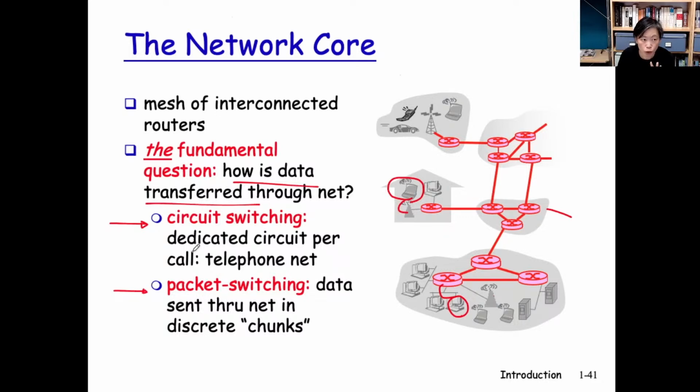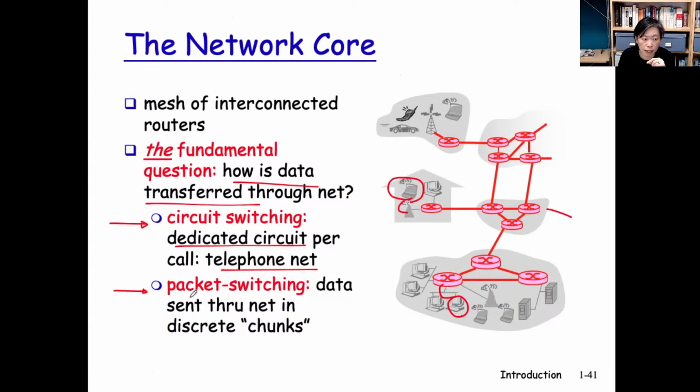The idea is quite straightforward. In circuit switching, from the source to the destination, let's build a dedicated circuit, and this circuit is going to be reserved through the entire time of communication, so we could just dump data in, and the performance is guaranteed. And this is the mechanism used by the traditional telephone network.